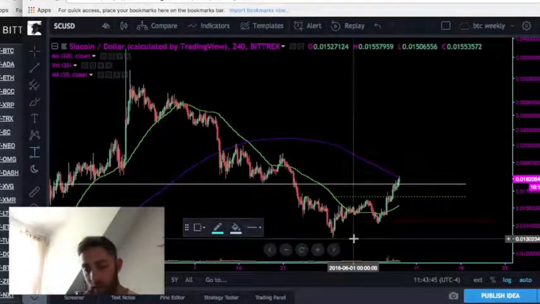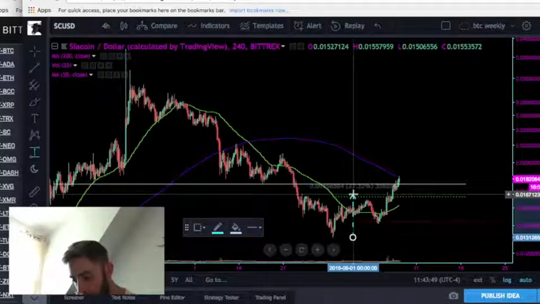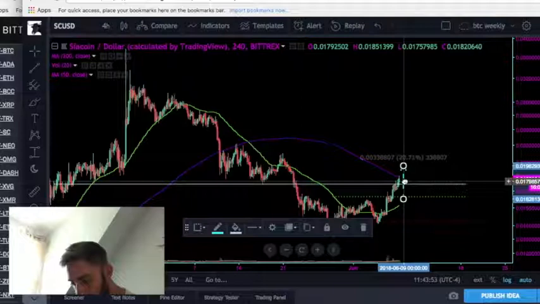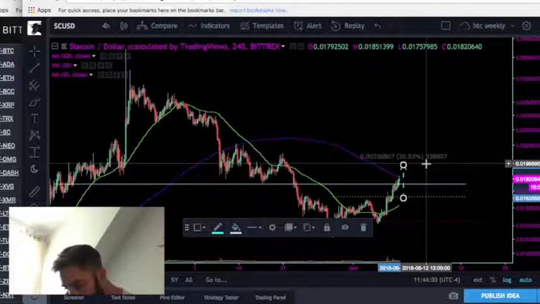Where's your target for a head and shoulder? Let me show you real quick. You measure the tip of the head to the neckline. You move that from the breakout. Your target somewhere around 0.02 Bitcoin.